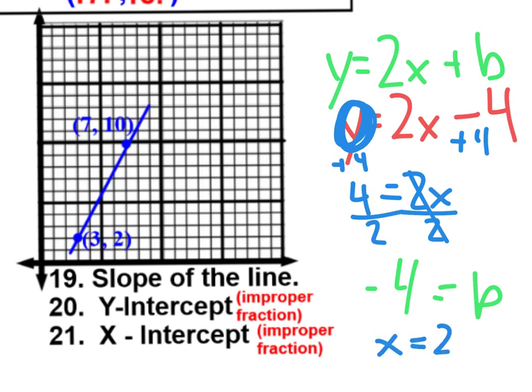So when y is 0, I want you to think about that, that's a point. When y is 0, x is 2. And if you were to plot that point, that's the point (2, 0), it's right there, and guess what? If you extended that line, it would hit that point, which is our x-intercept of 2.